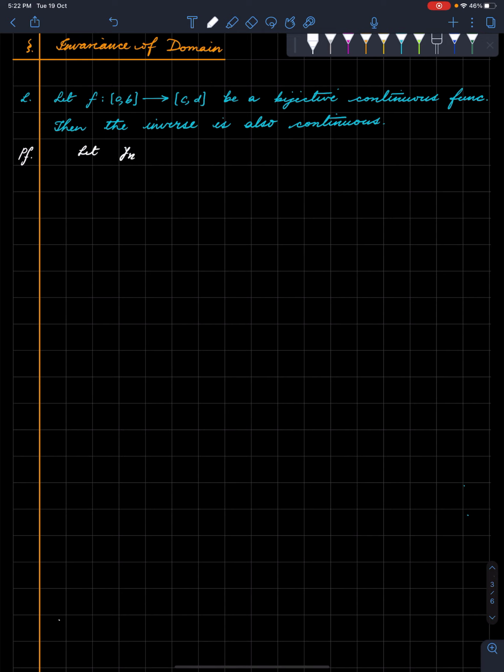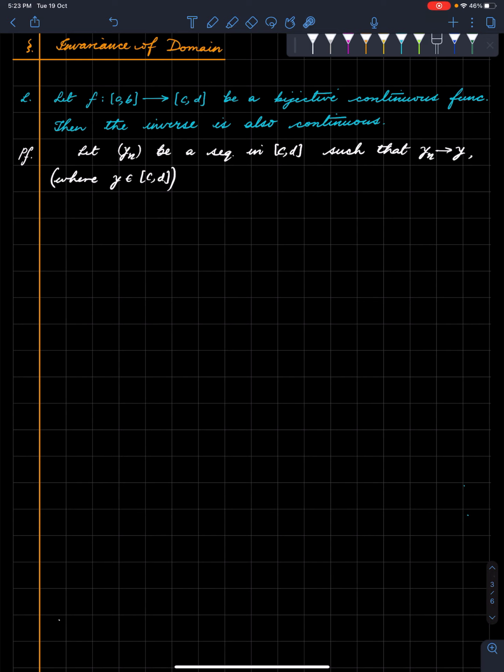So let yn be a sequence in this such that yn converges to a point y, which of course belongs to c comma d. We don't need to even say that, but let me make a remark. So what we do is we pick a sequence in this which converges to a point y in this.